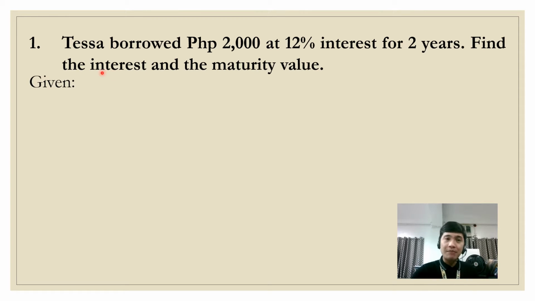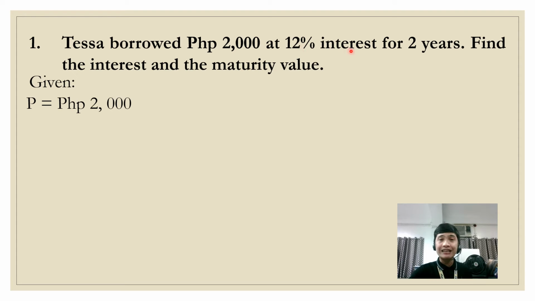So, sabi sa problem, si Tessa daw ay nanghiram ng 2,000 pesos. Kung iisipin niyo po yung ating definition of terms a while ago, yung pera na hiniram or ininvest, that is what we call the principal. In this case, our principal is 2,000 pesos. Yung P is equal to 2,000 pesos. Yan po yung ating P. Okay, yan yung hiniram ni Tessa. Nanghiram siya ng 2,000 pesos. So, yun yung principal natin.